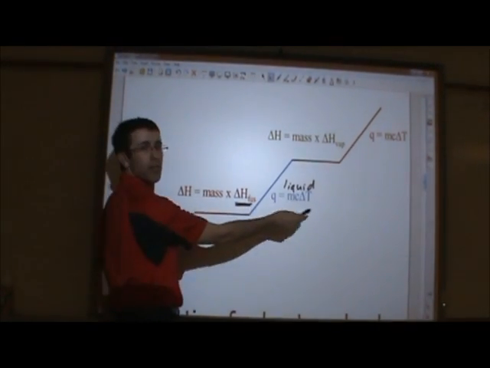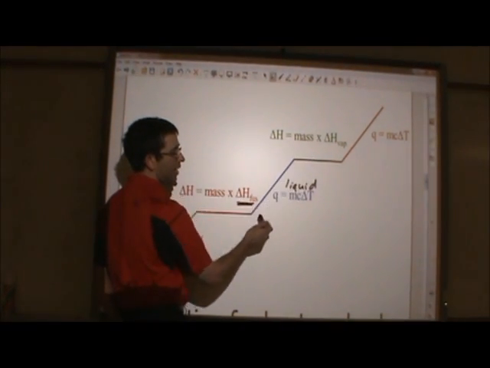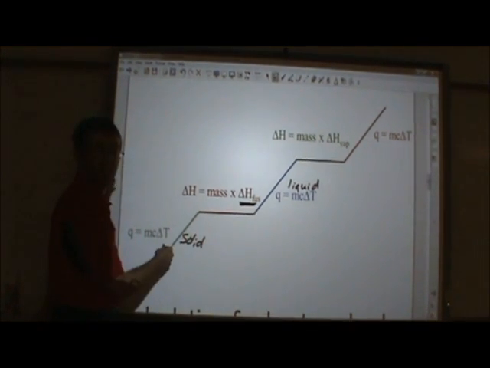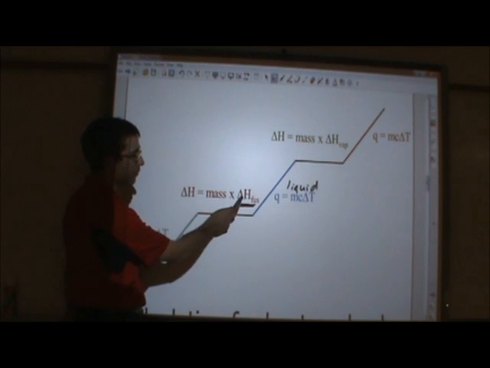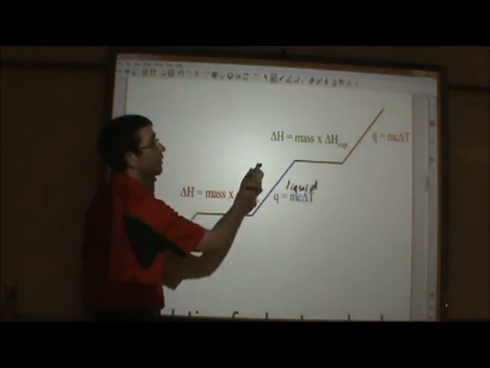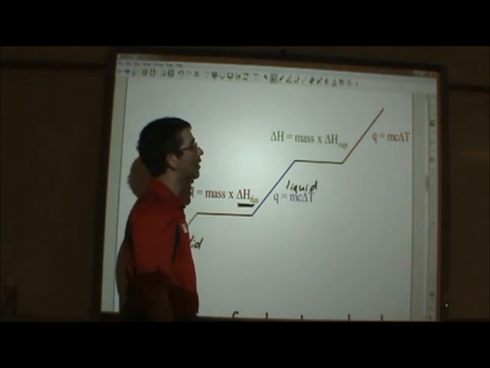Here you see another Q equals mc delta T. Once again, we're heating it up. This is our third equation. I told you there were three. Q equals mc delta T. Delta H equals mass times delta H of fusion. That's what this little fus stands for. This is our third equation. It's going to look very similar.